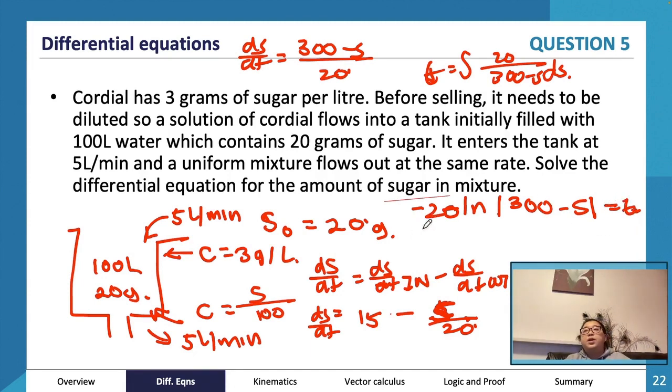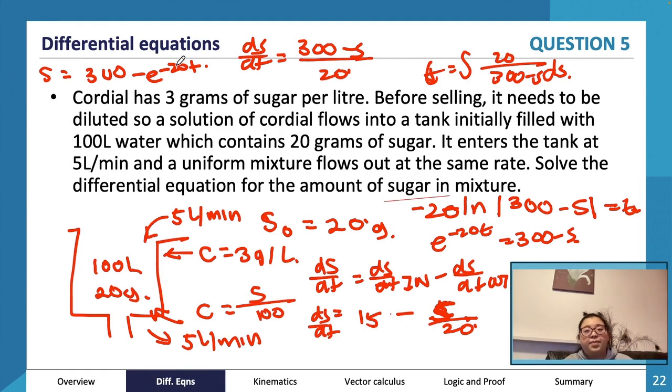So therefore what you're going to get here is that e to the power of negative 20t is going to equal 300 minus s. So you'll get that your s is going to be equivalent to 300 minus e to the negative 20t in terms of your amount of fluid and how much salt you have in the mixture. Cool. Alright. Let me know if there's any questions.